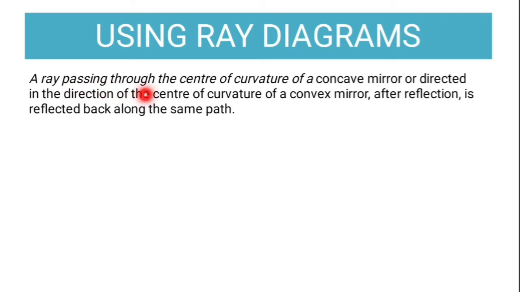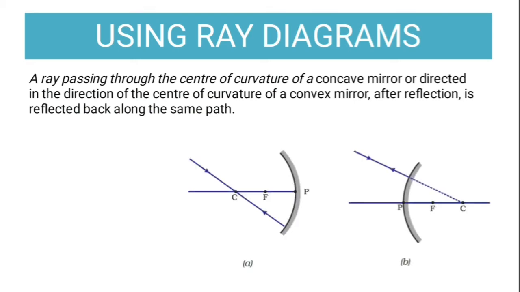Then a ray passing through the center of curvature of a concave mirror, or directed in the direction of the center of curvature for a convex mirror, after reflection will reflect back along the same path. So in both cases, if the ray of light is passing through the center of curvature, or is directed towards the center of curvature, then after reflection it will follow the same path, but it will travel backwards.